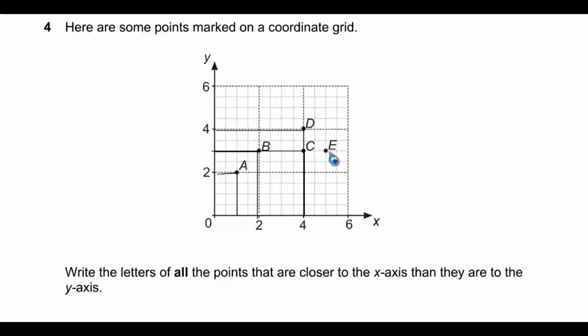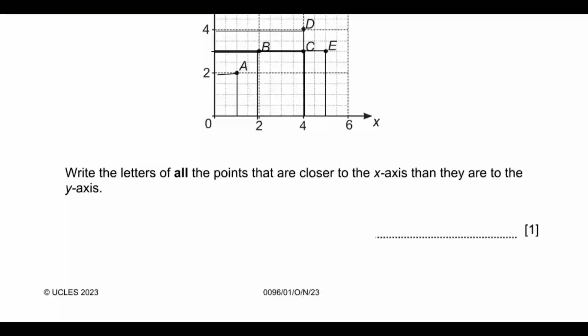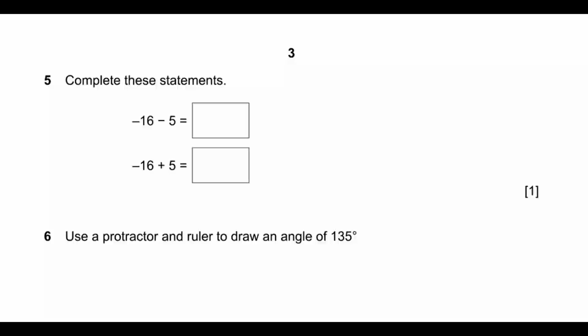Another one will be this from E to x, and from E to the y-axis. Of course, E is closer to the x-axis than the y-axis. So I have only 2 points, that is points C and E respectively. So let's go to the next question. That will be question 5.